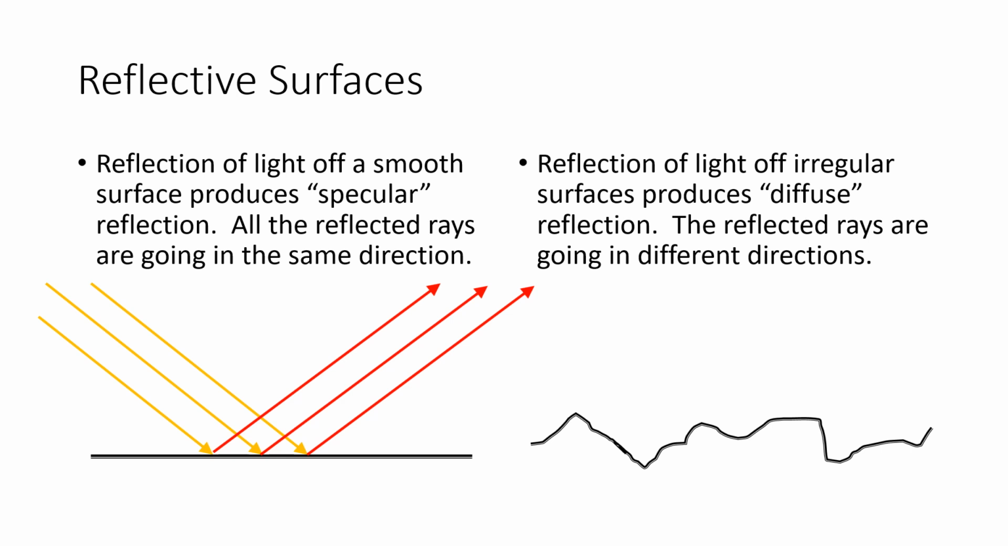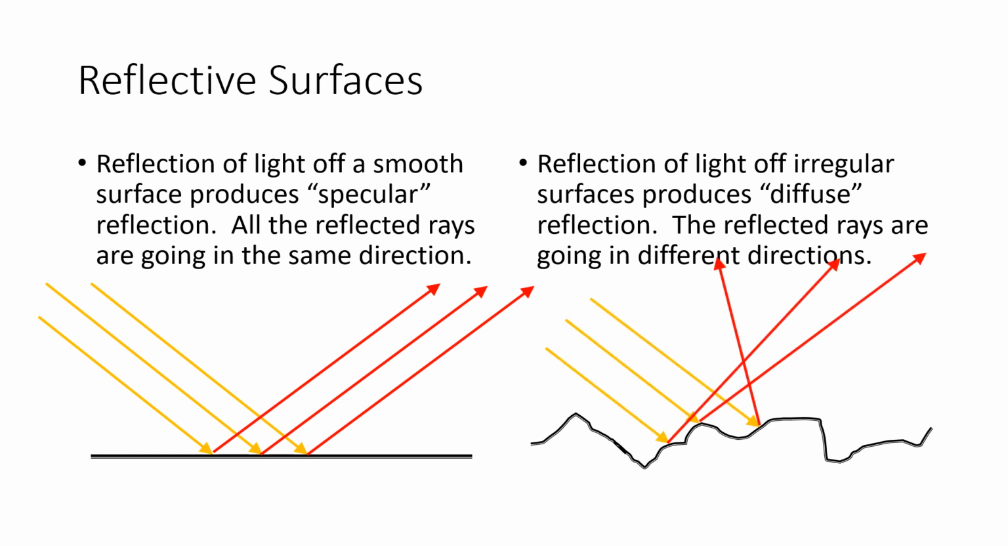Now, if you take that aluminum foil and crumple it up, well, you don't get very good images because the light bounces off in a whole bunch of different directions. So we're going to focus on nice smooth surfaces that give us this specular type of reflection rather than a diffuse reflection.